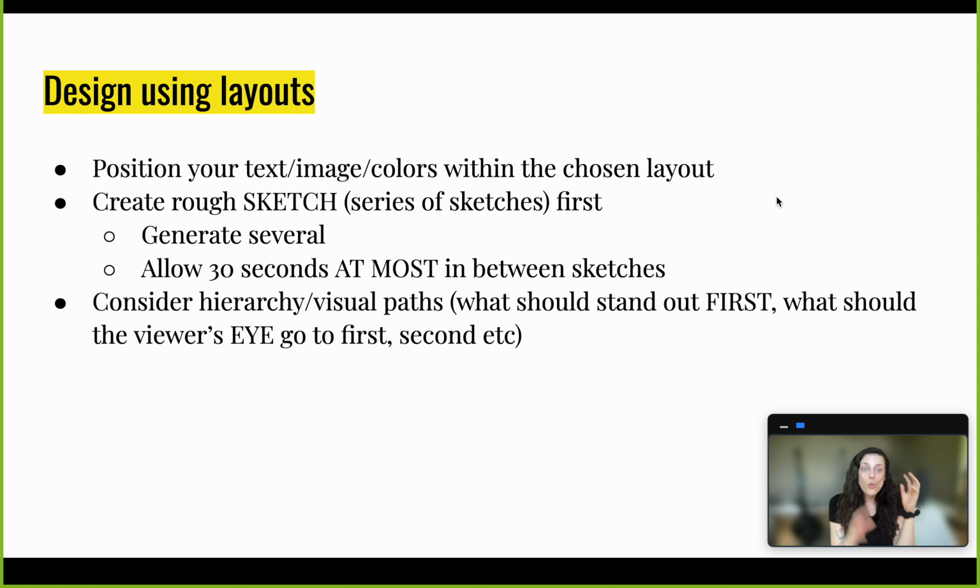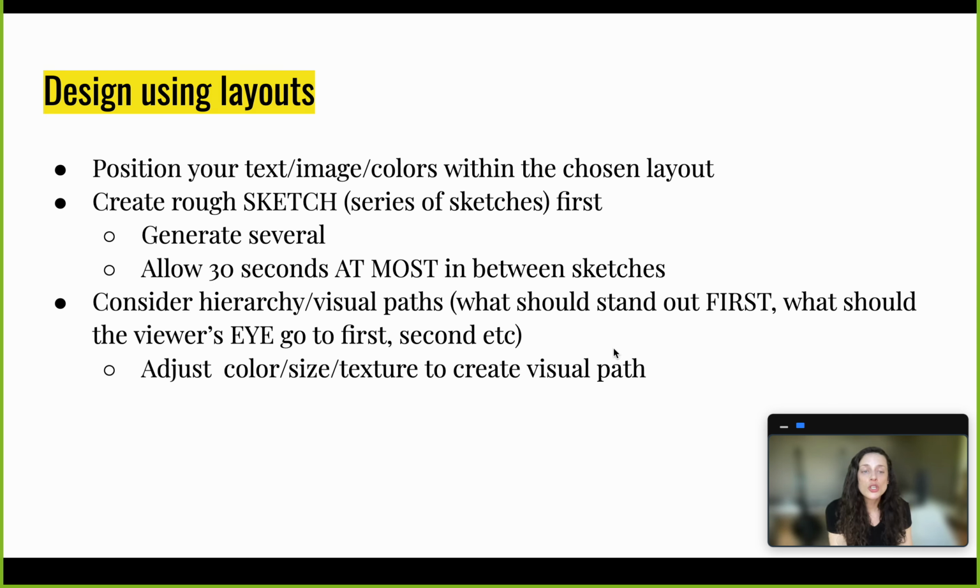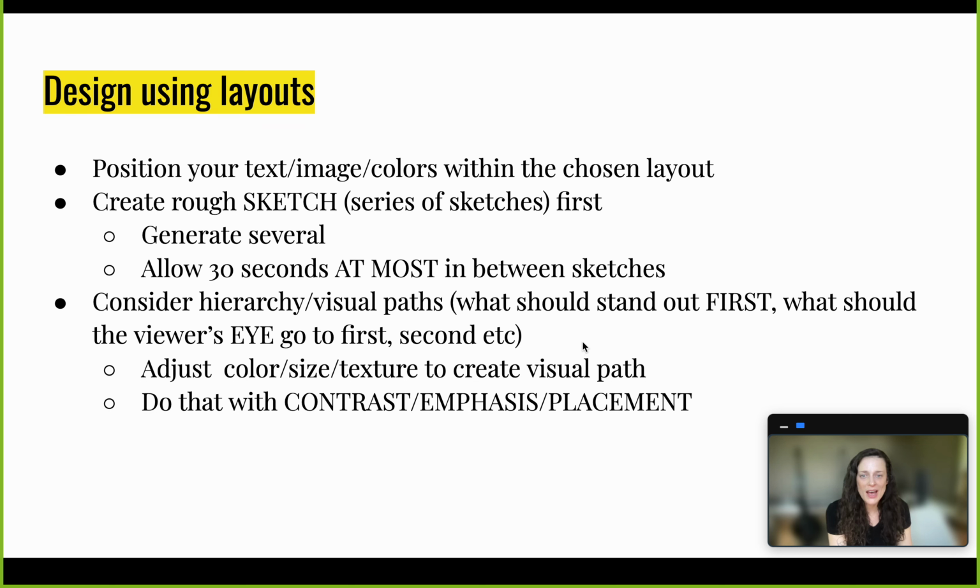Also imagine, where do I want my viewer's eye to go first? If you want it to go straight to the top left, then create something compelling at the top left. If you want it to start in the middle and branch outward, create it in that way. So once you figure out where you want all the things, start adjusting different things to create that visual path. You can do that by contrasting elements, by creating emphasis in some places, and moving those things around so that your eye moves to it more quickly.